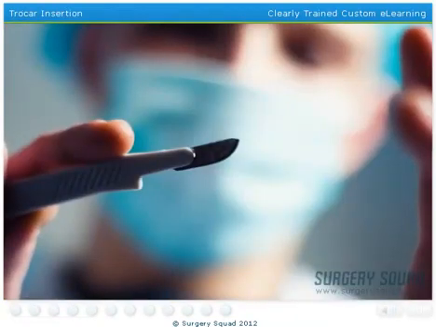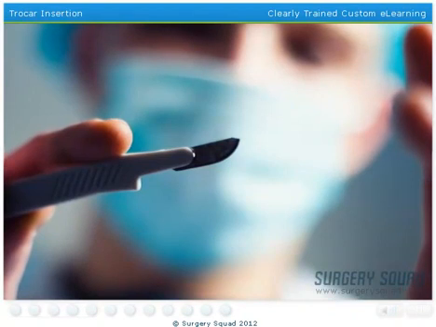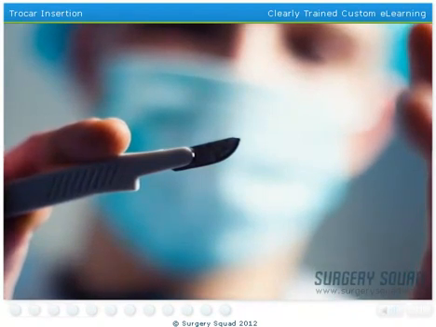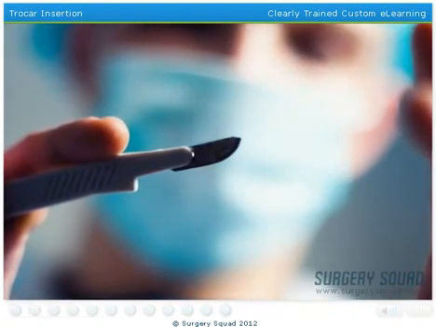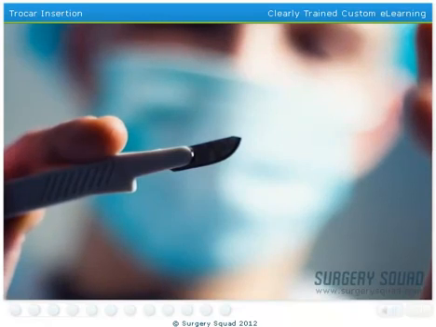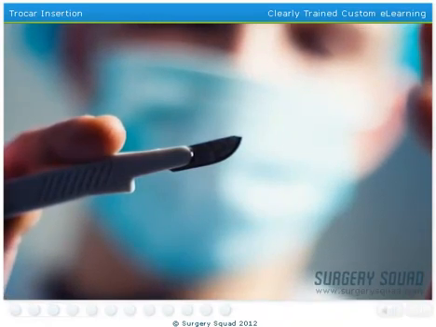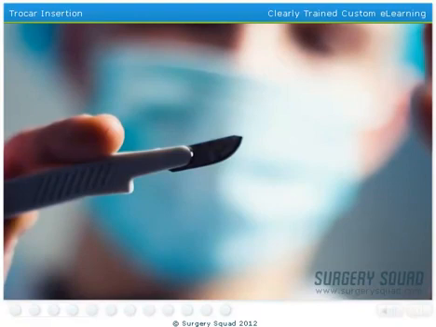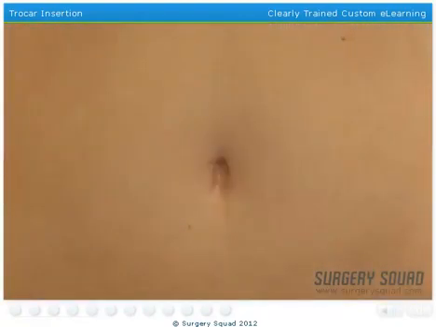Thanks to the advancements in medical technology, our patient doesn't have to be cut open to have her appendix removed. Instead, we'll strategically place special surgical instruments, called trocars, through small incisions in her abdomen to perform the surgery. We'll begin by making one small incision in her upper abdomen, one in her lower abdomen, and one in her navel, also known as the belly button.